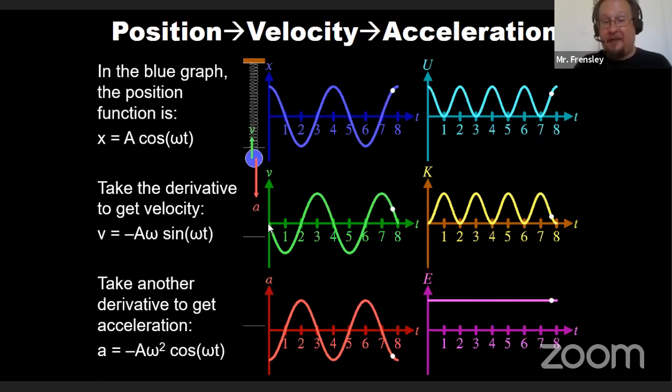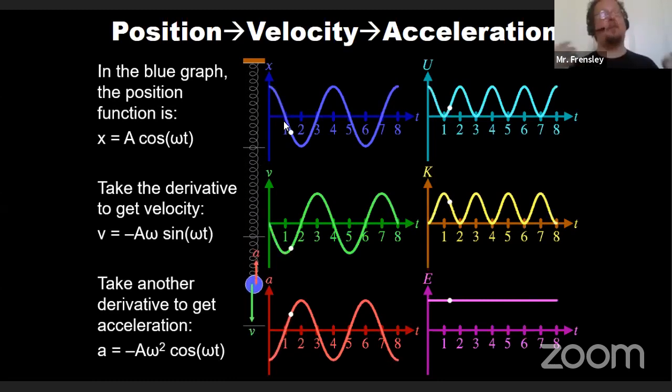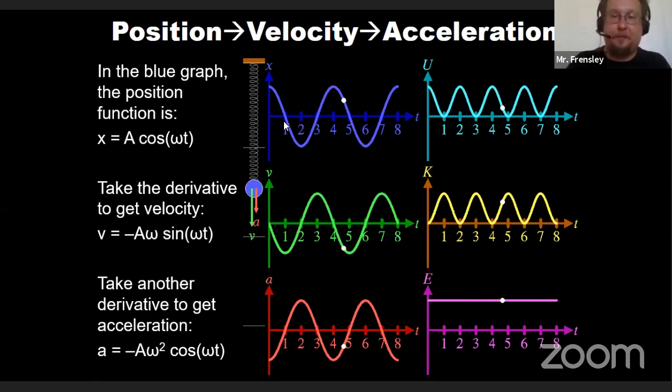On the other hand, velocity is 0 at the same time that x is at an endpoint. Velocity is the most positive or negative at the same time that x is at 0. So this is just another way of saying what we said on the previous slide where we were saying who's maximum and minimum at endpoint and equilibrium.